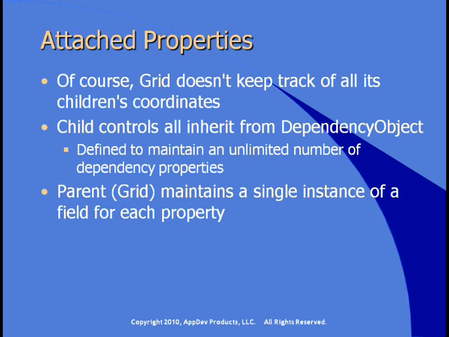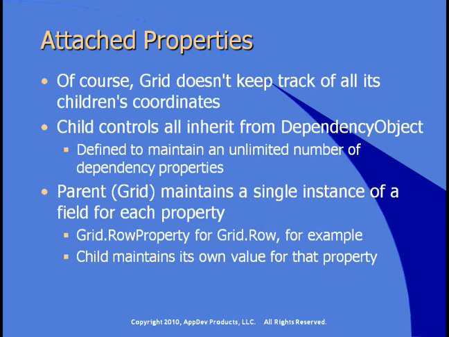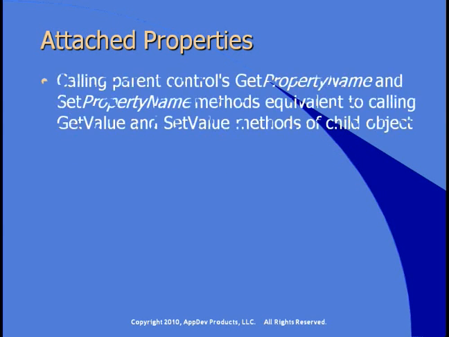The parent, the grid in this case, maintains a single instance of a field for each property. That means the grid has a row field and a column field. There's a grid.row property, if that's the actual name, for the grid.row property, and there's a grid.column property for the grid.column. The child control maintains its own value for that property. So, calling the parent control's getRow or getColumn or setRow or setColumn method is equivalent to calling the getValue or setValue method of each child object. So the child is keeping track of its row and column.